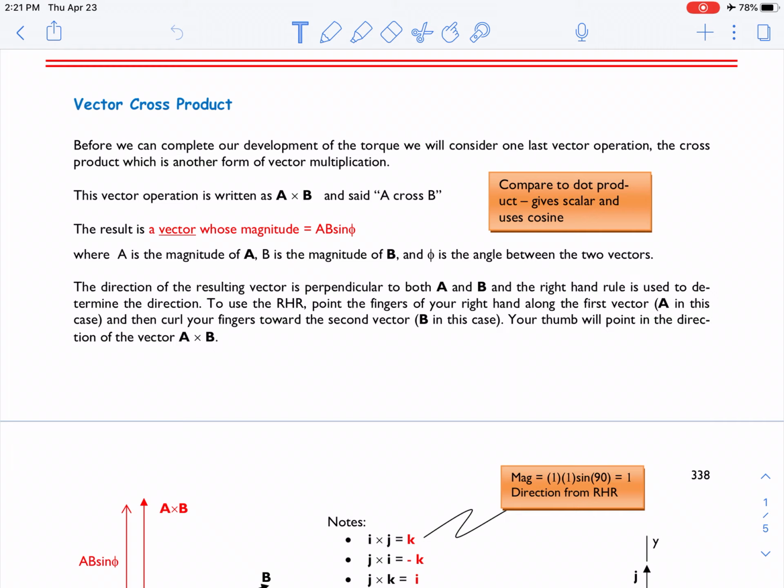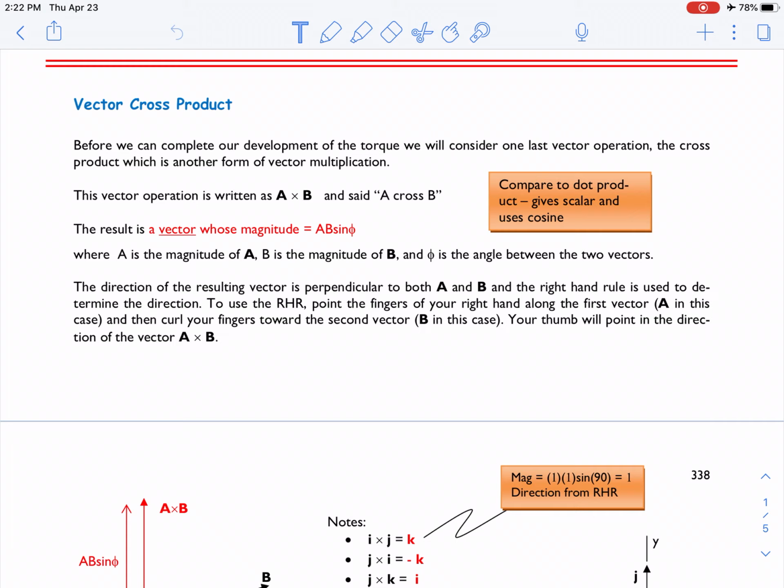So today, again, we are talking about vector cross product, and we are on page 337. Before we can complete our development of torque, we will consider one last vector operation, and it's called the cross product.